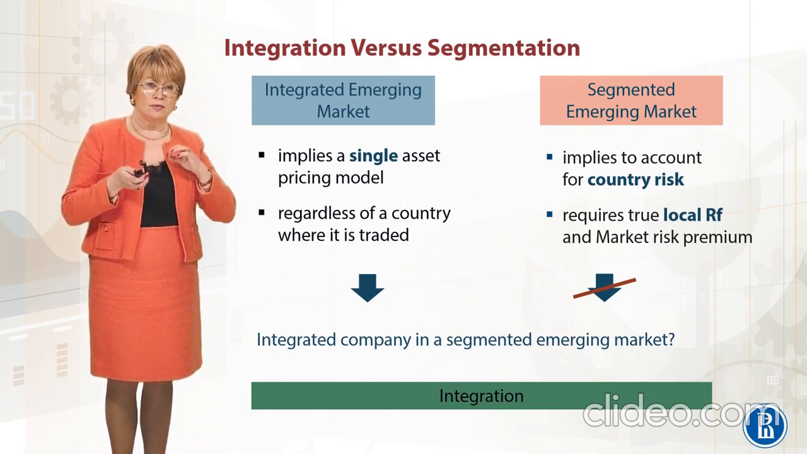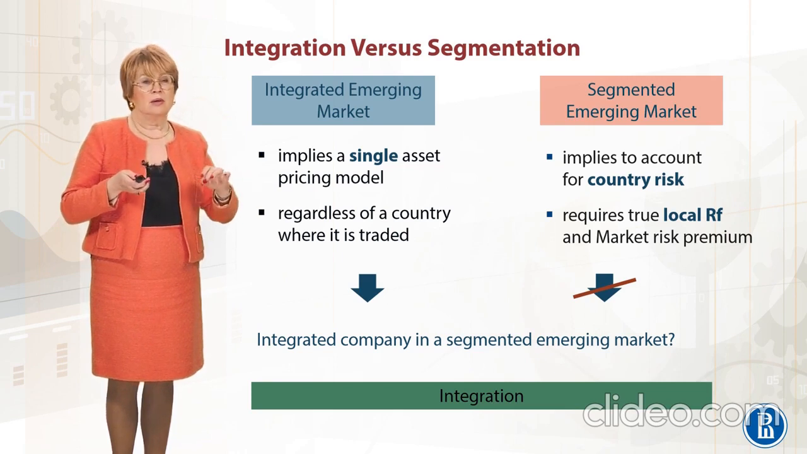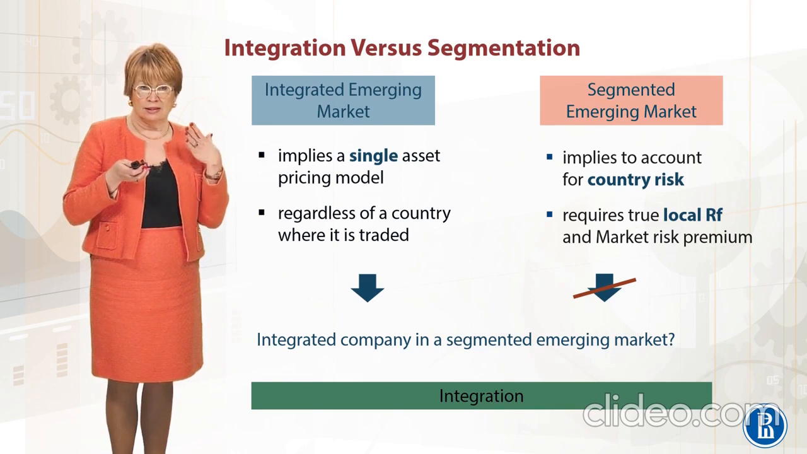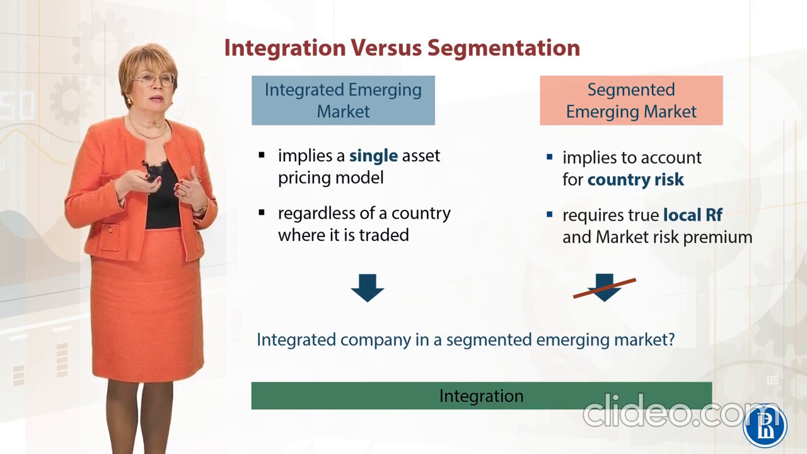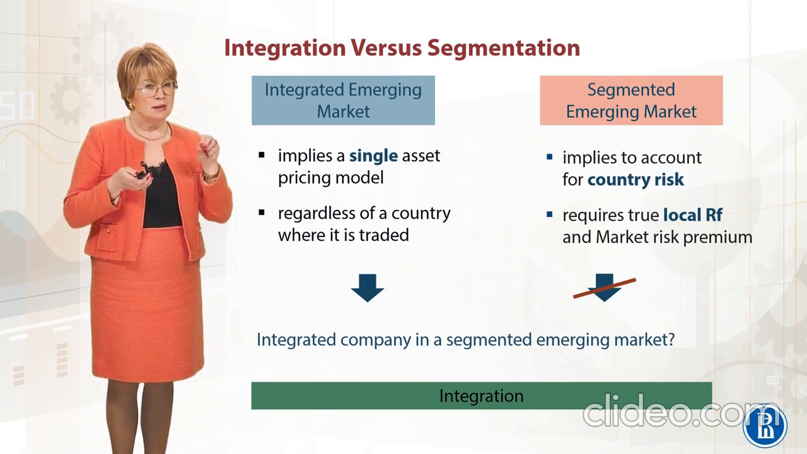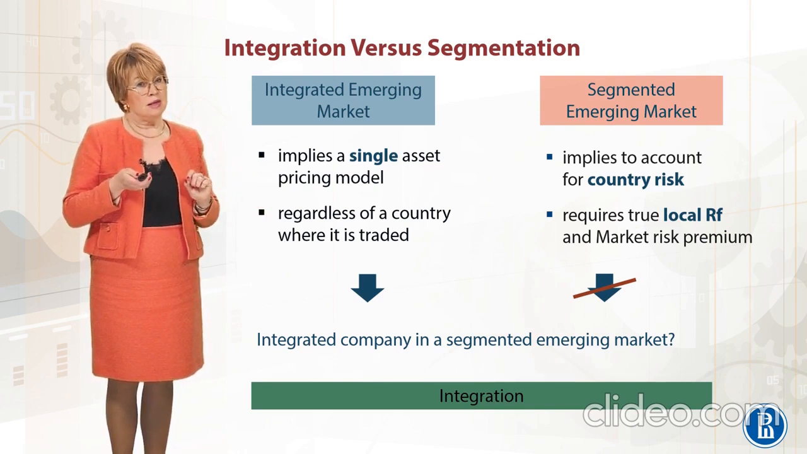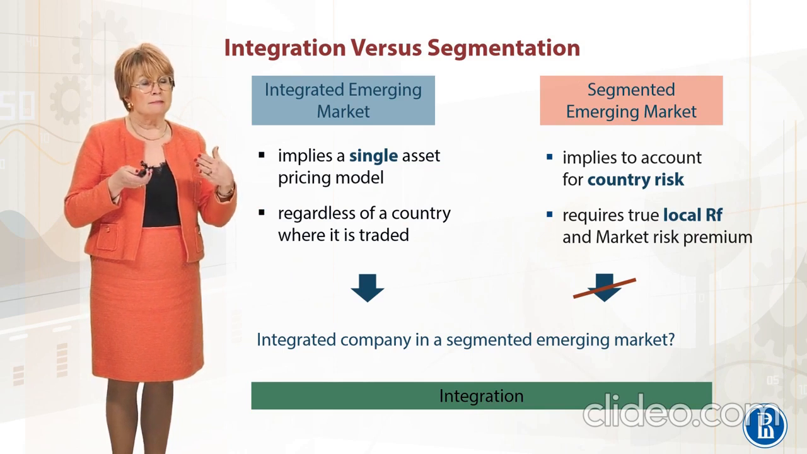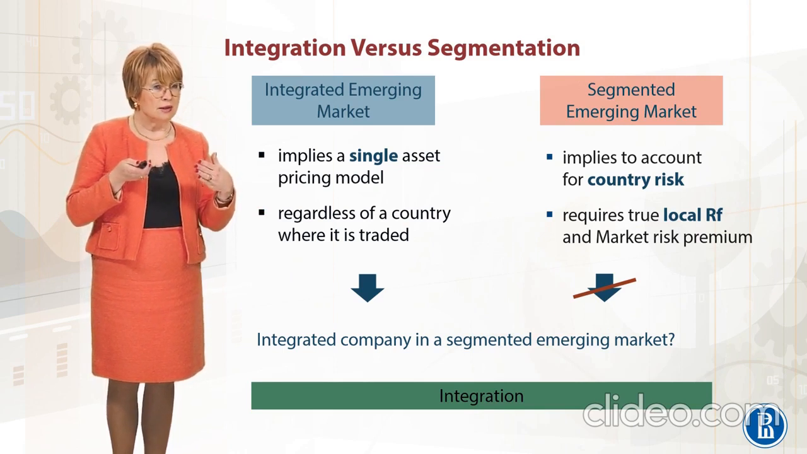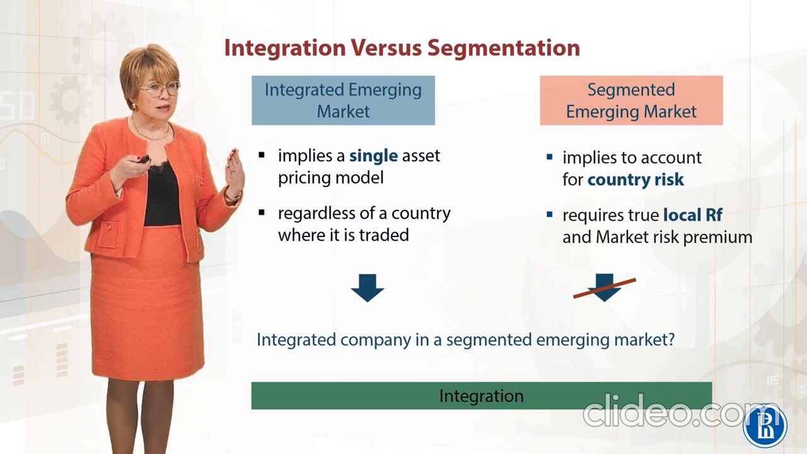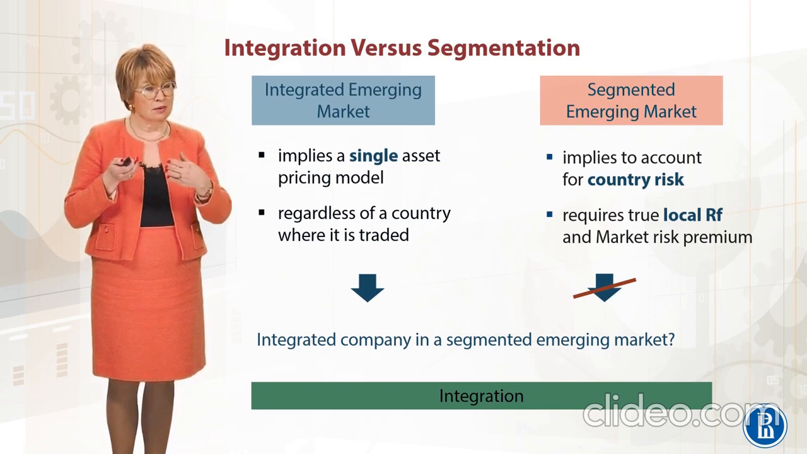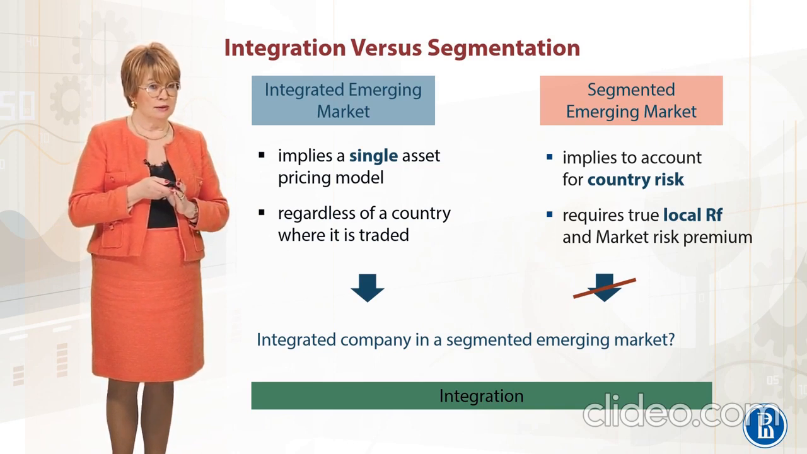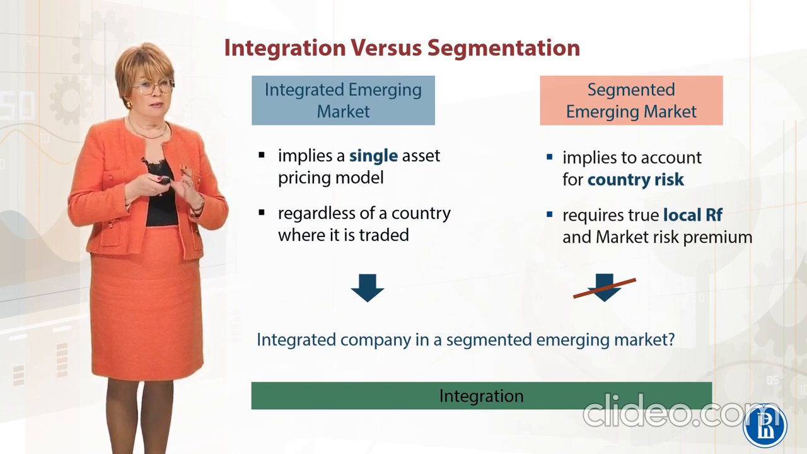And regardless of the particular country where this stock is traded, if we understand that this particular market is more integrated than segmented, then this is the argument we can use to apply the capital asset pricing model, which says that the expected rate of return is linearly related to the systematic risk of that particular market.